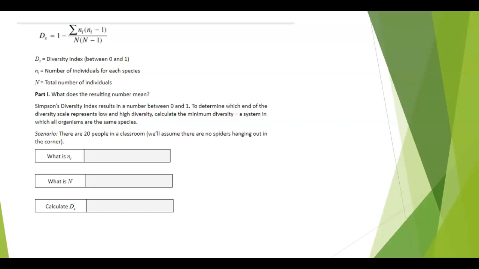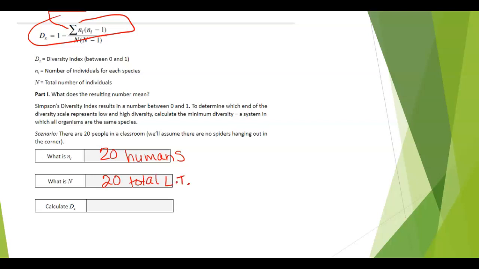In the diversity index, we use this equation up here. Here's what some of these numbers mean. Little n means the number of individuals for each species, and big N means the total number of individuals in the entire environment. In this scenario, there are 20 people in a classroom, and we're going to assume there are no other living things in that classroom. So little n would be 20 humans, and big N is also 20 because there are only humans in this environment. There's nothing else.